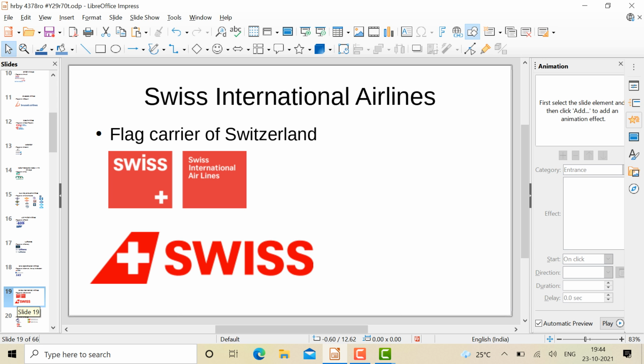And then we have Swiss International Airlines. Swiss International Airlines is the flag carrier of Switzerland. It was actually the successor to Swissair, the old flag carrier, which ceased operations in 2002. The first logo had Swiss with a plus that appears on the Swiss flag, and another box which has the name Swiss International Airlines. The next logo was just simplified to the red background of the Swiss flag, around with the flag, and the name Swiss written next to it.